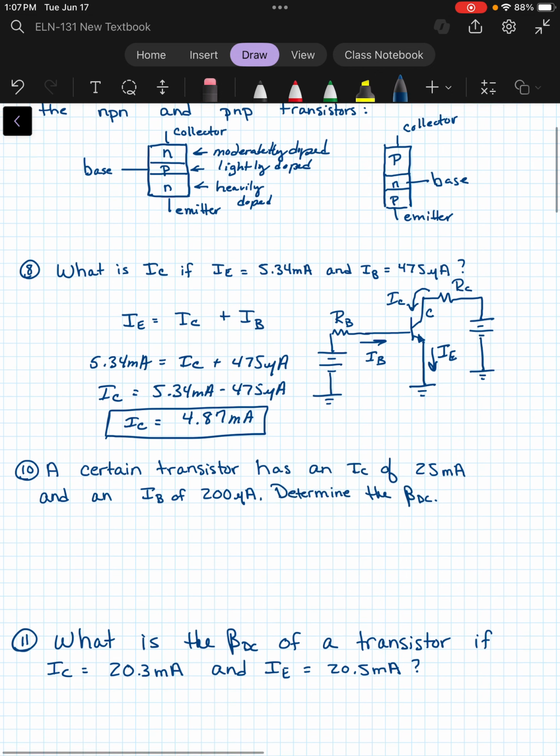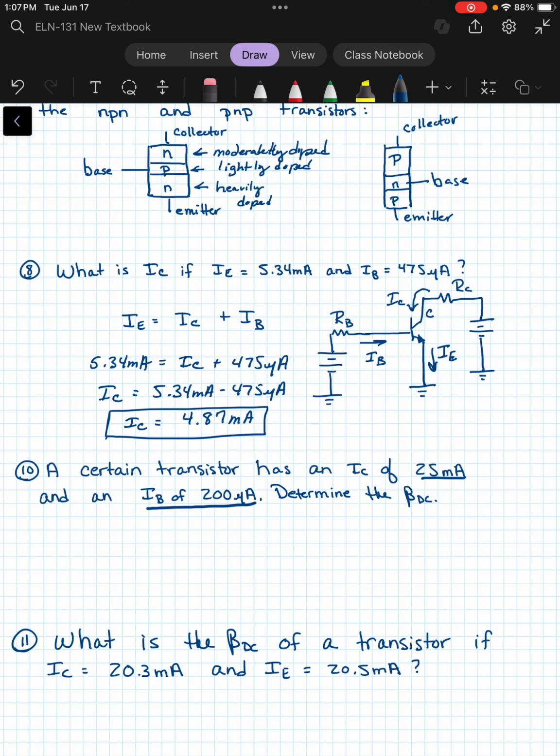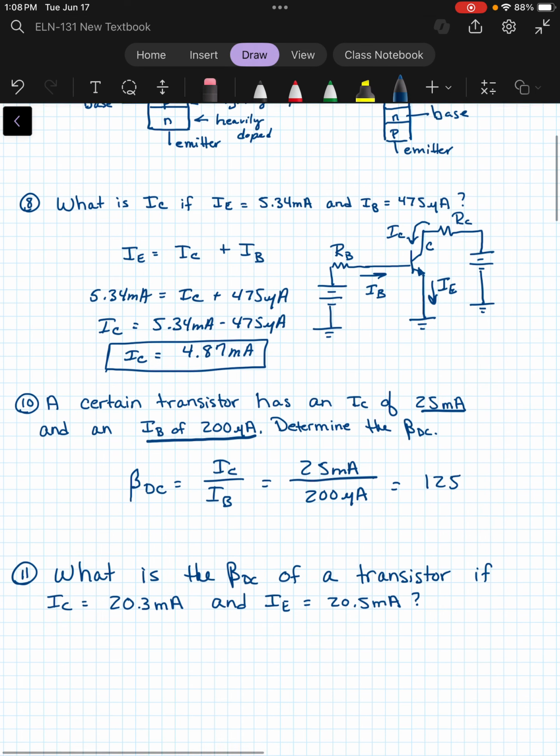Okay, next problem, we have a transistor with a collector current of 25 milliamps, and it has a base current of 200 microamps. Determine the beta. So the DC beta is defined as the ratio of the collector current to the base current. So if we have 25 milliamps of collector current for 200 microamps of base current, we're just going to divide that. And that gives us a beta of 125. It's just a ratio, so there are no units there.